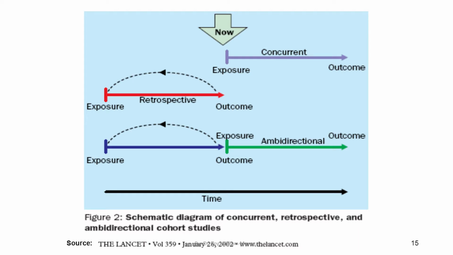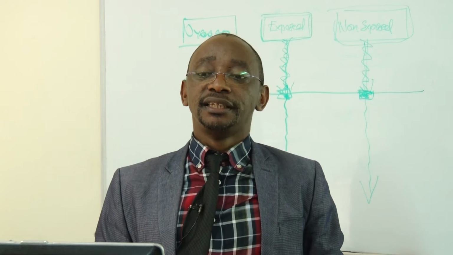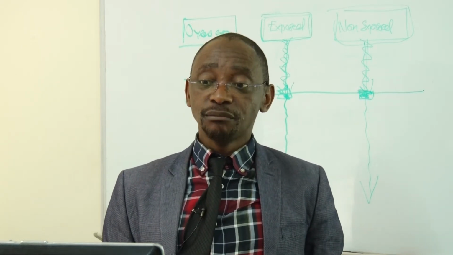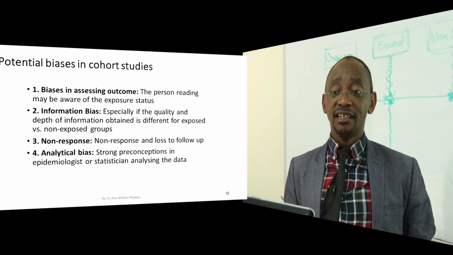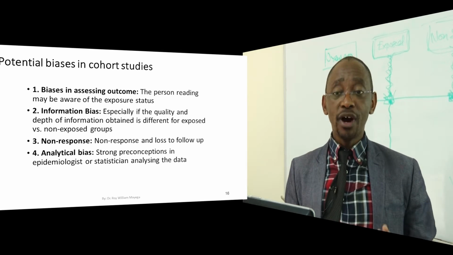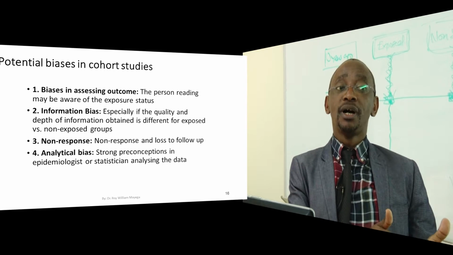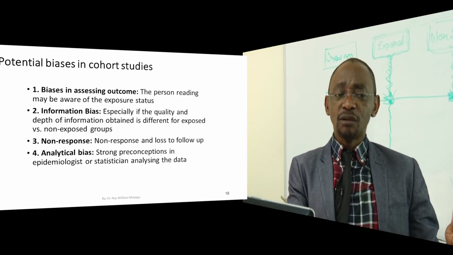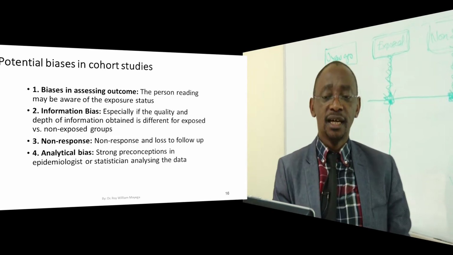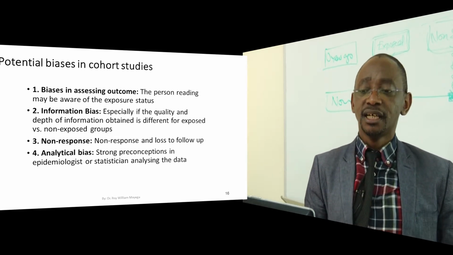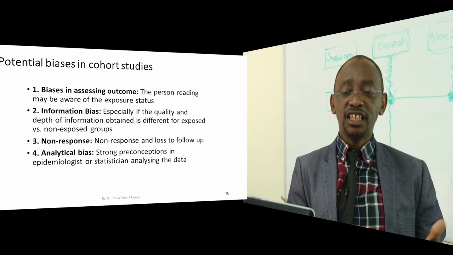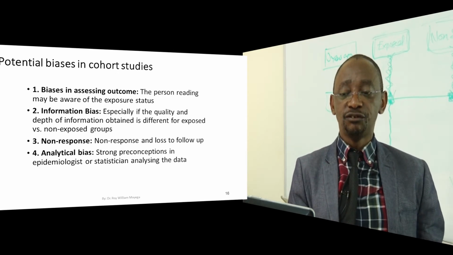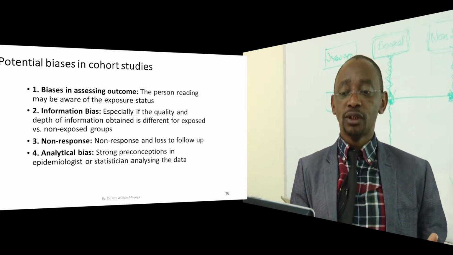Now, what are the potential biases in cohort studies? There are biases in assessing the outcome. The person reading the outcomes may be aware of the exposure status. So they know that this was the group that was exposed, and they tend to probe for more outcomes in that group compared to the other. There's also what we call information bias, especially if the quality and the depth of information obtained is different for exposed versus non-exposed groups.